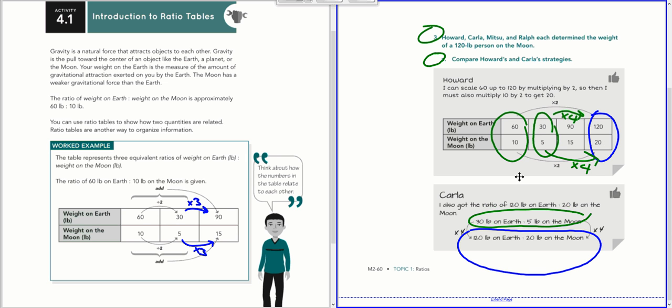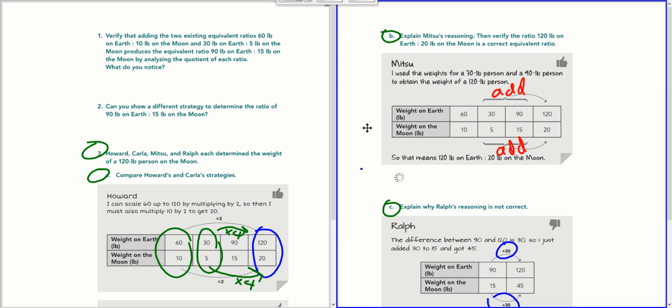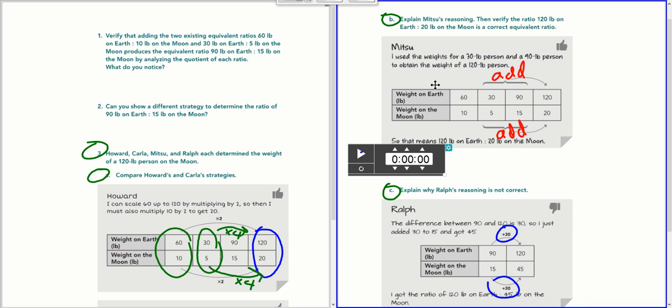And then down here, they started at this point essentially. 30 pounds multiplied by 4 would be 120. 5 pounds multiplied by 4 would be 20. And then it says, well, what about Mitsu here? Well, Mitsu basically added 30 and 90 to get 120, and 5 and 15 to get 20. So again, same answer, just they went about it a different way.